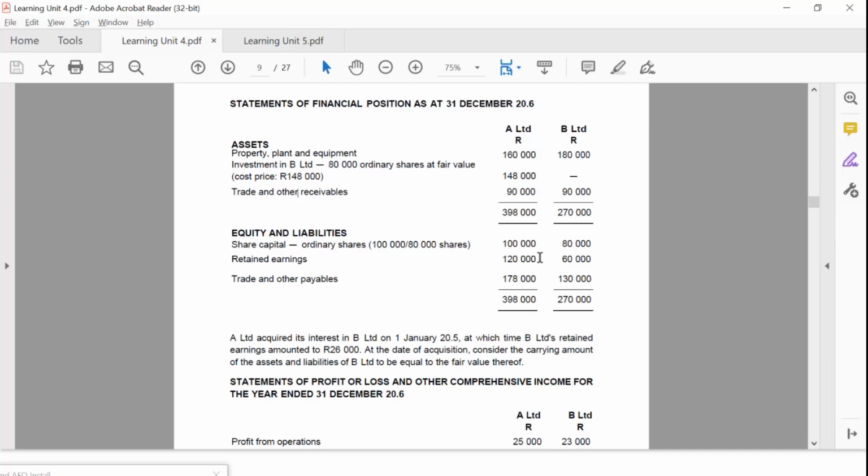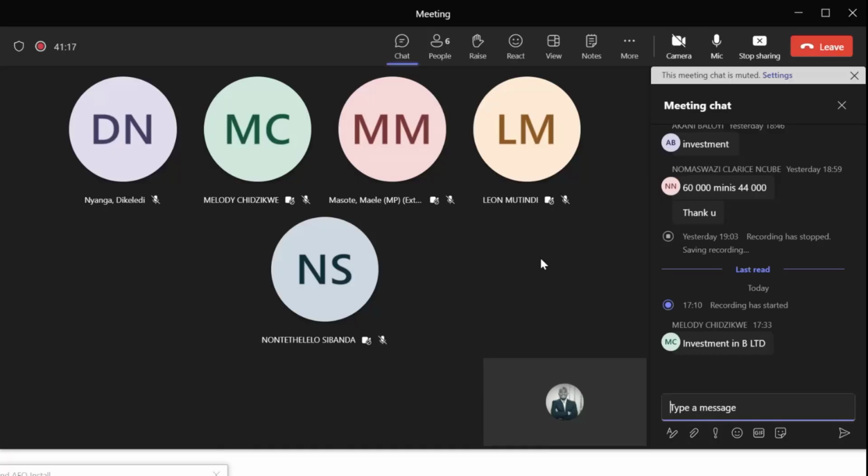Based on the statement of financial position that you see in front of you, will you be able to produce the pro forma journal entries to eliminate the things we need to eliminate? Remember, we said you cannot transact with yourself. So any transaction that the parent company has performed with the subsidiary, we need to eliminate on consolidation. So which ones do we eliminate? Anyone has said anything on the chat? Okay, so Melody says investment in B Limited.